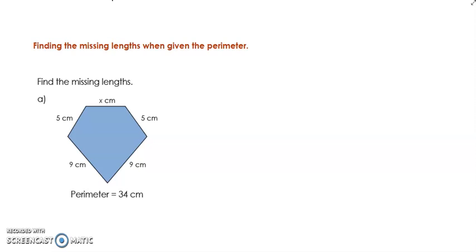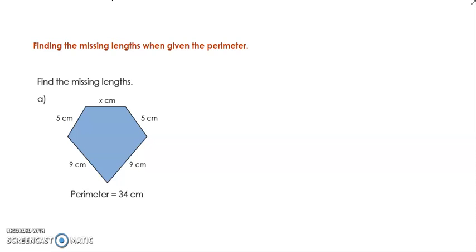All right, hello students. In the previous video, we were calculating perimeter when we had the measurements for all the sides. Now, another kind of question they can give you is a shape with the perimeter given, but one side whose length you do not know, and they ask you to find the length of that side. You will probably get questions where you have to find the missing length, but they have given you the perimeter.